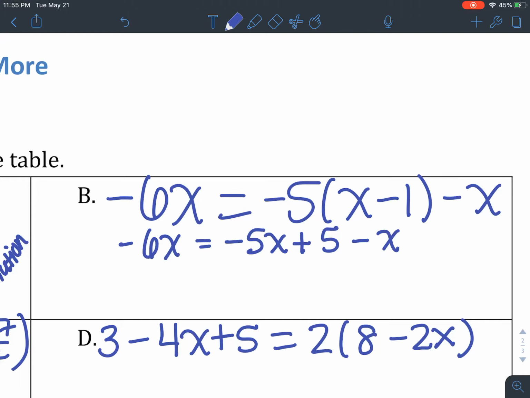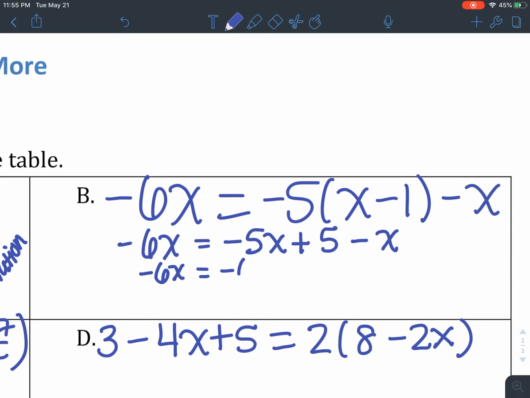Okay, now my next step is I'm going to combine like terms. Always combine like terms before moving things across the equal sign. So negative 5x plus negative x is going to be negative 6x plus 5. Okay, so now looking at this, I see negative 6x is on the left side, and I see negative 6x plus 5 is on the opposite side.